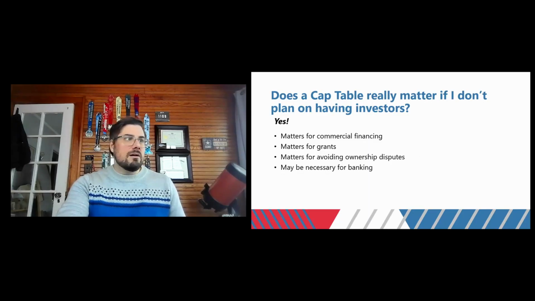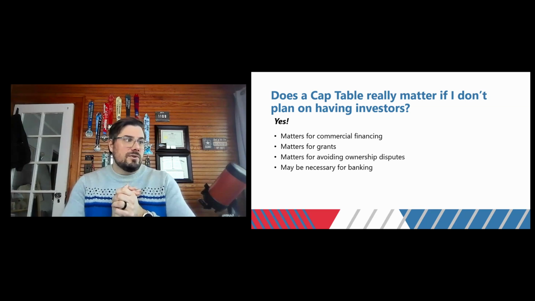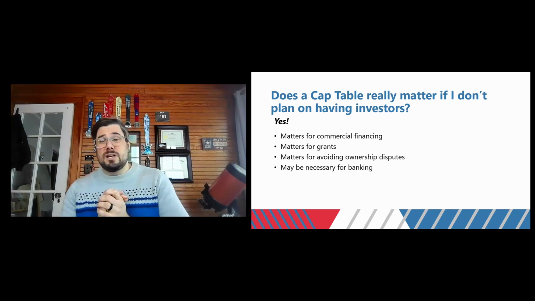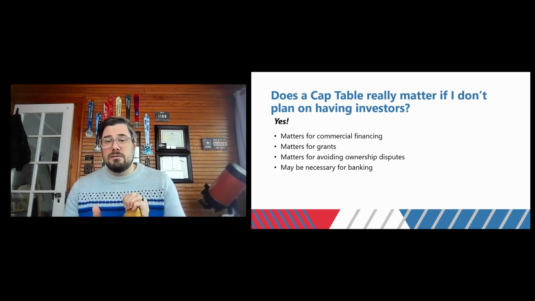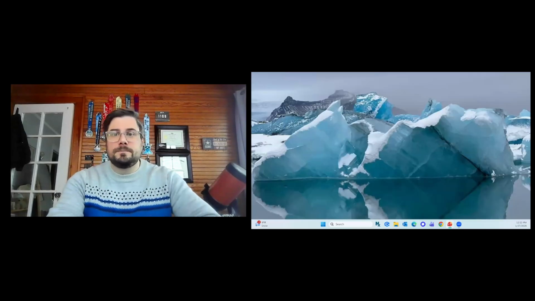And does a cap table really matter if I don't plan on having investors? Yes, I can tell you it matters for commercial financing, grants, avoiding ownership disputes, and also may actually be necessary if you're even opening a bank account these days. So with that, I'm going to turn it over to Kevin.